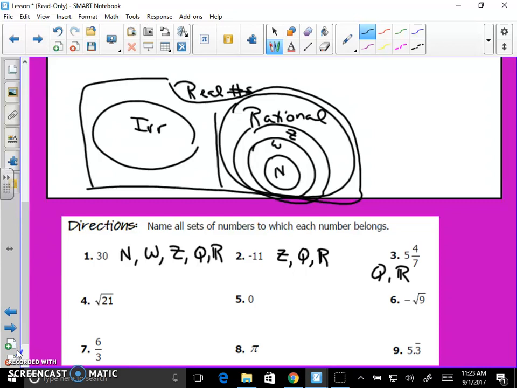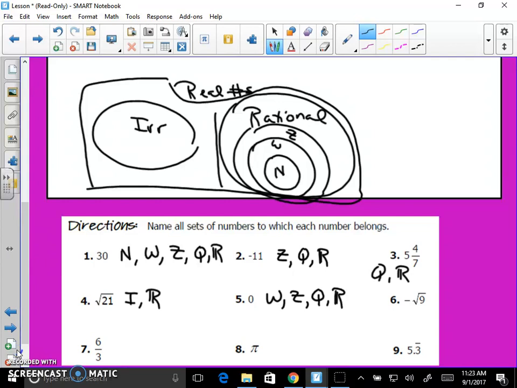Number 4, the square root of 21 is not a perfect square. If you put it in the calculator, you'd see it keeps on going, right? You don't know what it is, it never stops. So that one is irrational, and it's real. Number 5, 0, it starts at a whole number, right? So if it's whole, it's an integer, it's rational, and it's real.